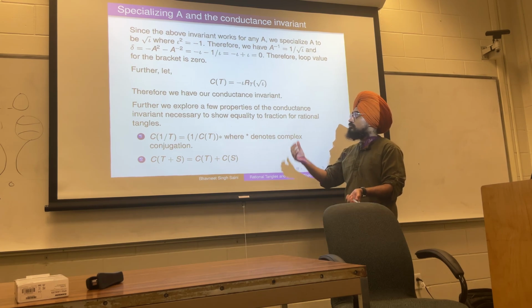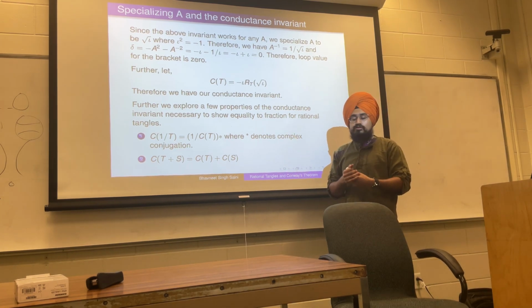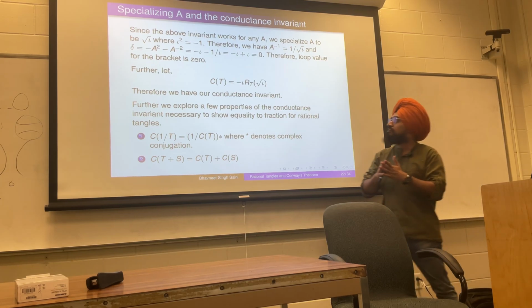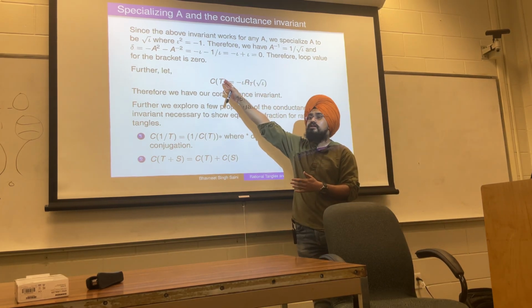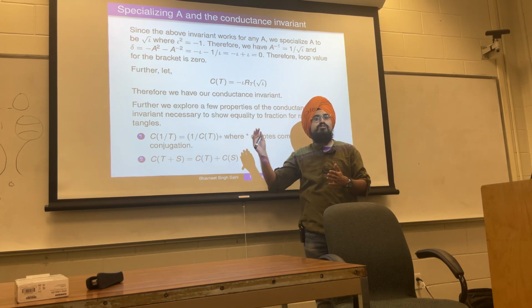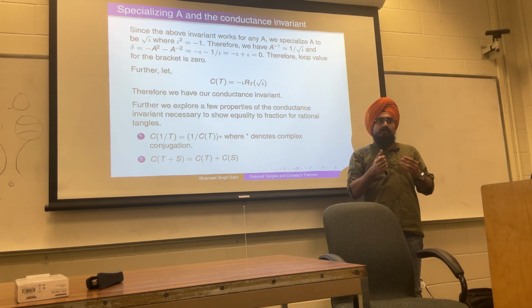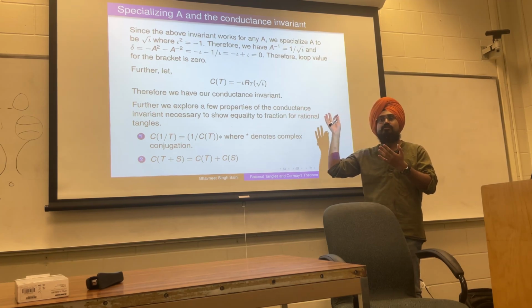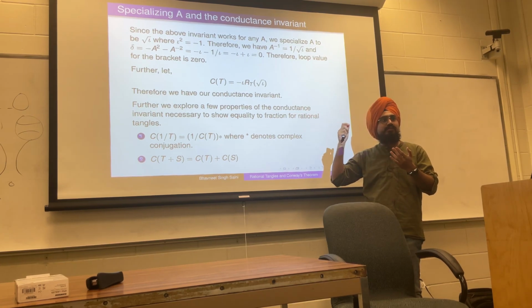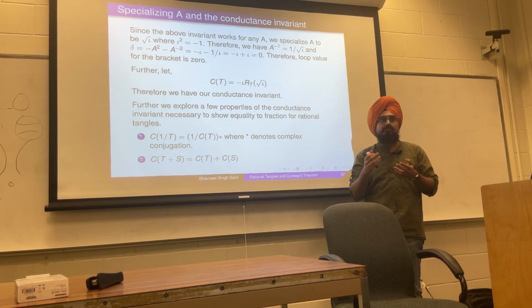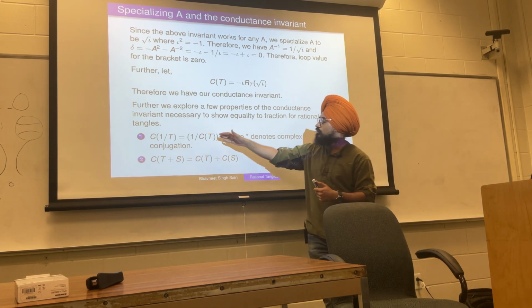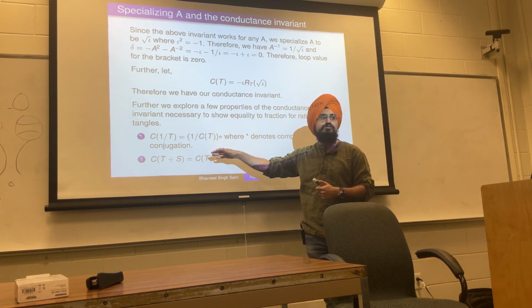Now we explore some properties of the conductance invariant. So the goal here is that we need to show that the conductance invariant, this C of t, generates the same value as the fraction. So what will happen then is that since conductance invariant is the same for ambient isotopic tangles, that will mean that the fraction is also the same. That will prove our second direction of the Conway's theorem, okay. To have that, we will look at some properties that are similar to what the fraction would have, right?